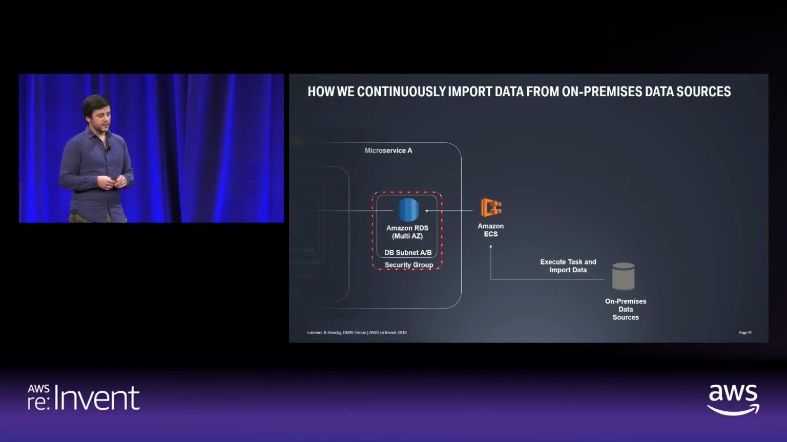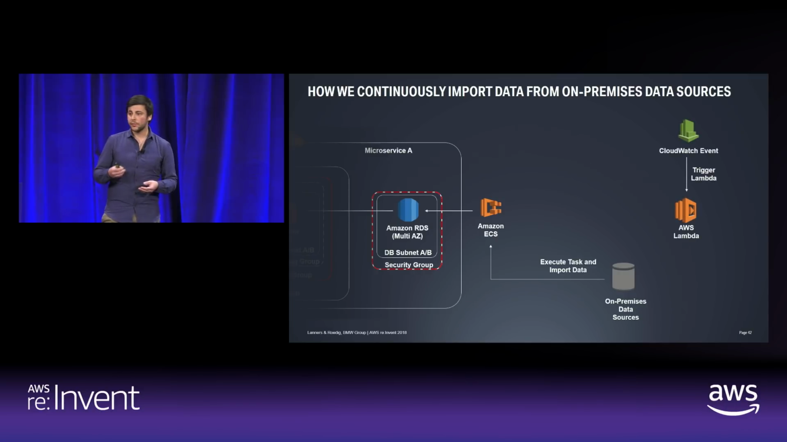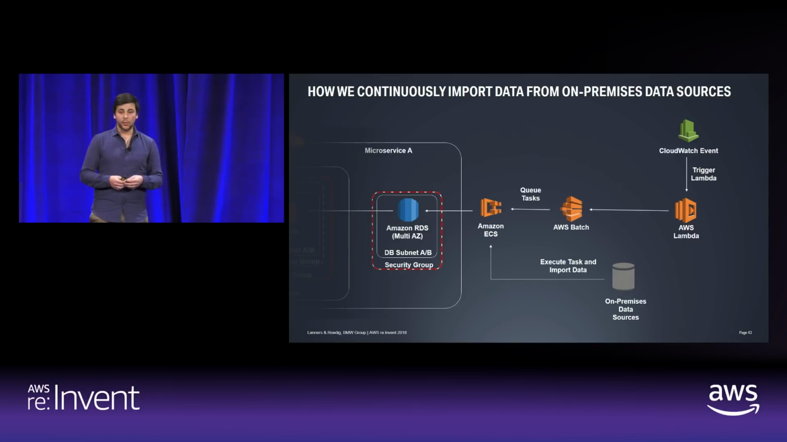We want to bring the data from the on-prem data sources via ECS to our microservice. To execute the right job at the right time, we use AWS CloudWatch Events and AWS Lambda as a scheduler. Lambda creates up to hundreds of jobs in AWS Batch. AWS Batch works as a queue for the ECS tasks. We also have different queue priorities based on the business criticality of the data.